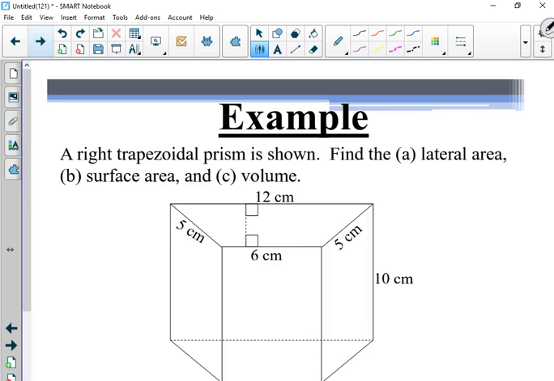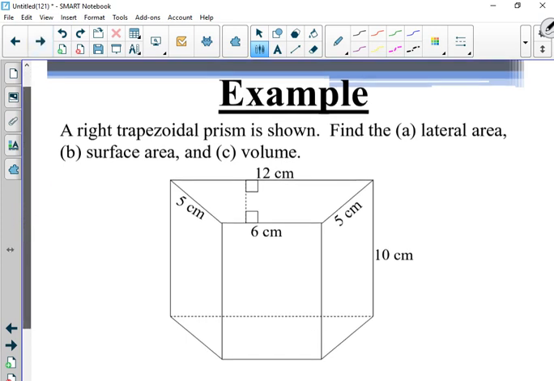Okay, a little bit of a tricky one here. Got a little work to do. So we have the bases are trapezoids, quadrilaterals. We got to think about this like so. This distance is 6, right here, which means this distance is 6. These two pieces are going to be congruent. So we do 12 minus 6 and divide by 2.